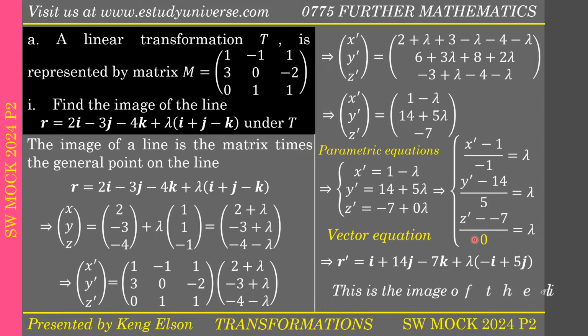So this gives us the image of the line. We have the parametric equation, the Cartesian equation, and the vector equation. So you can put it in any form you want, since the question did not specify the particular form to use.